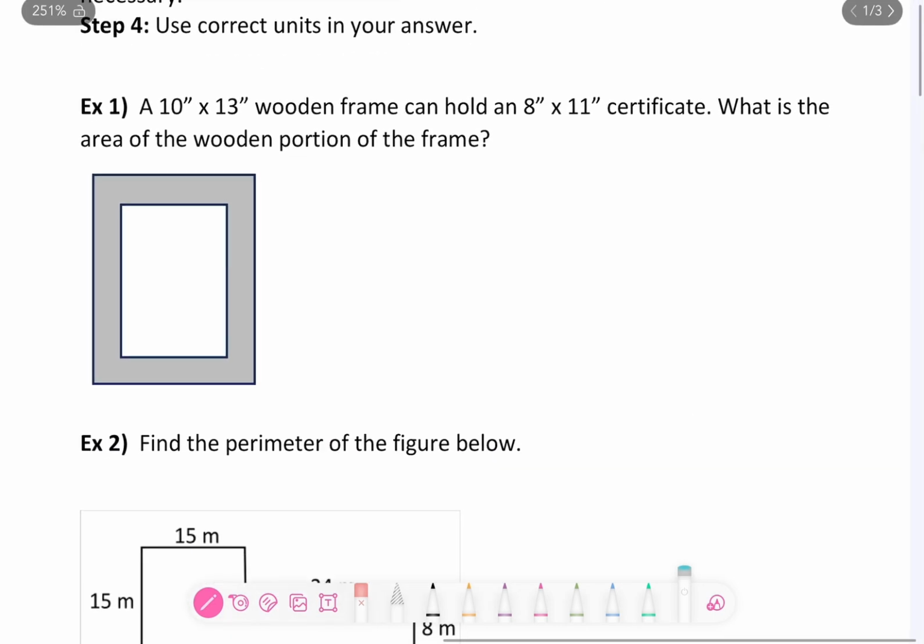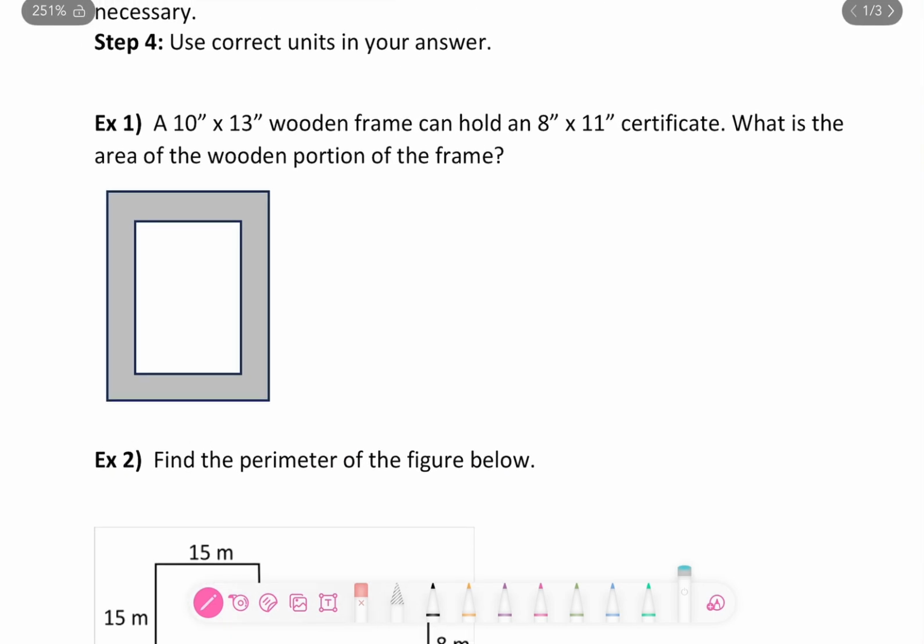Okay, so the first problem, example 1. A 10, this means inch. This right here means inch. A 10-inch by 13-inch wooden frame can hold an 8-inch by 11-inch certificate. What is the area of the wooden portion of the frame? And then it gives a picture so we can figure out what the scenario was really talking about.